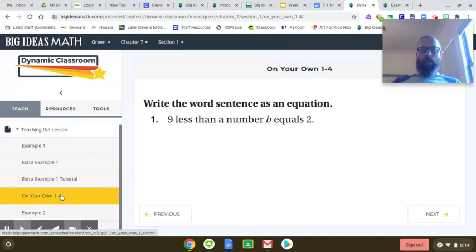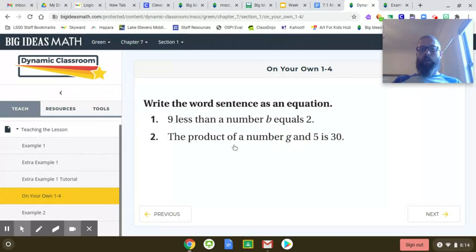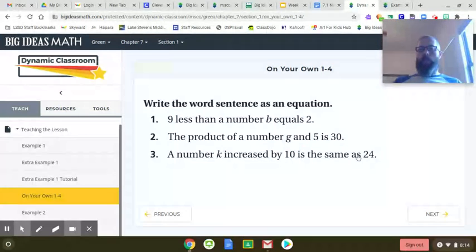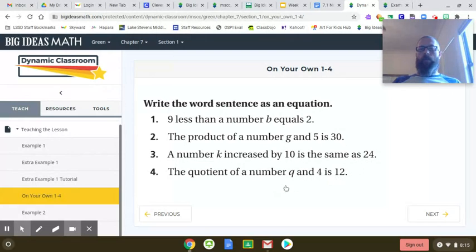All right, so there's some examples on different types of problems, and that's not all of them that you're going to see, but let's try on your own. Number 1 says 9 less than a number b equals 2. Number 2, the product of a number g and 5 is 30. Number 3, a number k increased by 10 is the same as 24. Number 4, the quotient of a number q and 4 is 12. So I want you to try these 4 and then come back. So ready, pause your video.